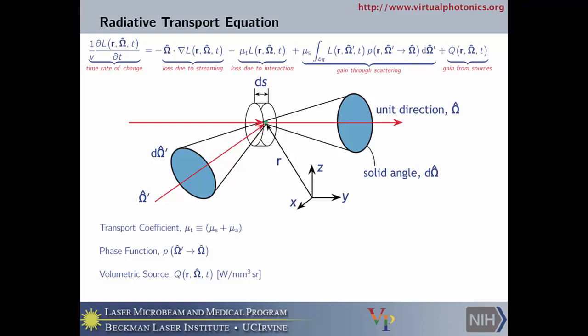Any other questions? Okay. So just a reminder here, L is the radiance, V is the speed of propagation, mu t is the total interaction coefficient. It's the sum of absorption and scattering coefficients. Mu s is the single scattering coefficient. P is the single scattering phase function, and Q is your source.